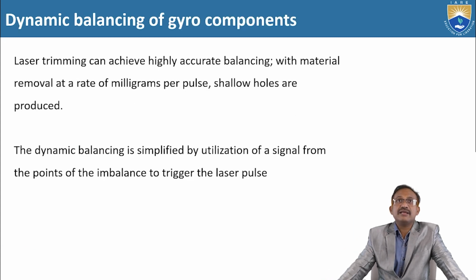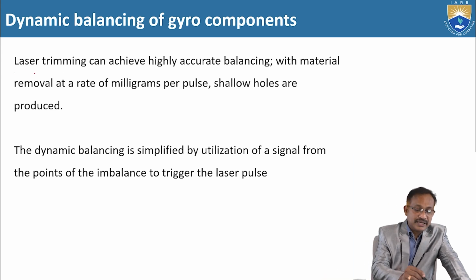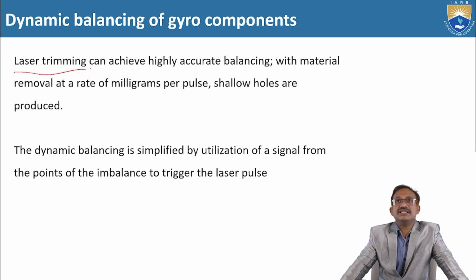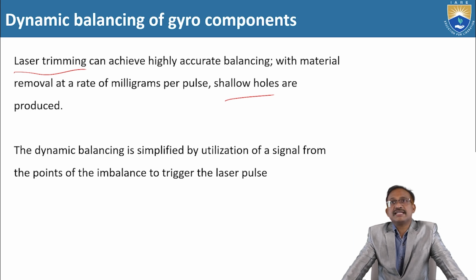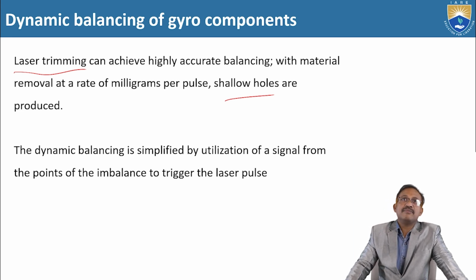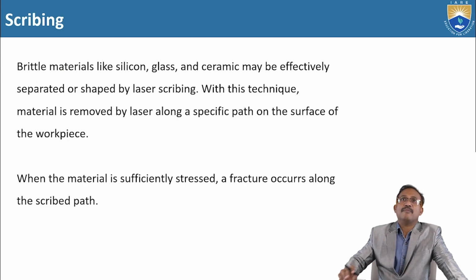Dynamic balancing of gyro components. Laser trimming can achieve highly accurate balancing with material removal at a rate of milligrams per pulse. Shallow holes are produced. So with laser trimming, we can make shallow holes. The dynamic balancing is simplified by utilization of a signal from the points of the imbalance to trigger the laser pulse. So this is about the dynamic balancing of gyro components.